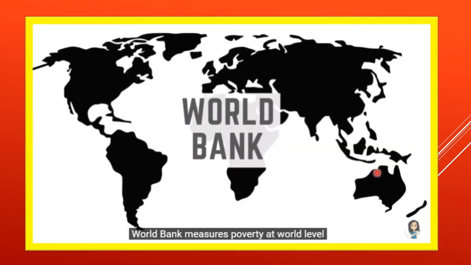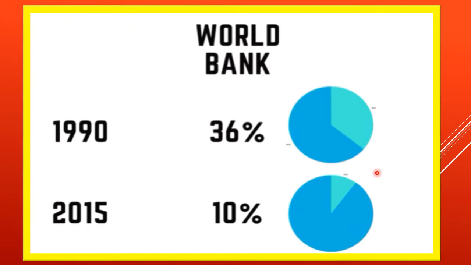So all this was about India. Now what about the poverty in the world? Yes, the World Bank measures poverty at the world level. According to the World Bank reports, in 1990, 36% lived below the poverty line, and by 2015 we see 10% lived below the poverty line.